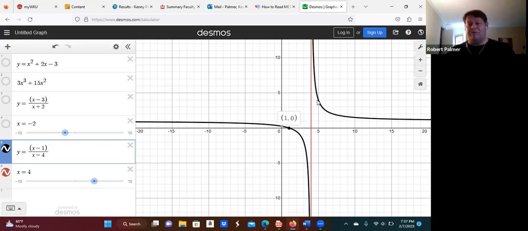So we have a vertical asymptote at +4. You plug in a +4, the denominator would be 0. Then we have a 0 at 1, because if you plug in 1, your numerator would be 0. And so it is kind of similar to the previous one, but not exactly the same. So let's take a look and do that.